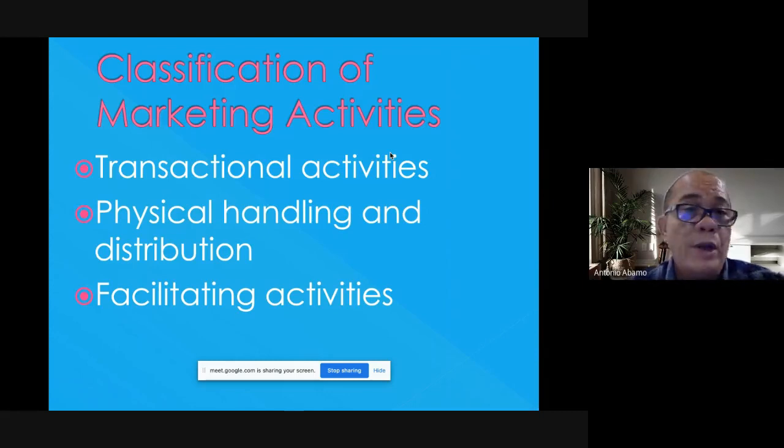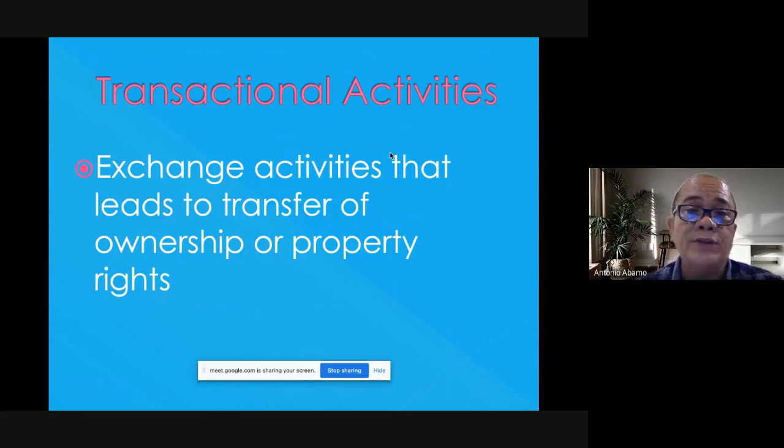So in a transactional activity, this is an activity that is responsible for making the exchange process happen. In other words, it leads to the transfer of ownership from the seller to the buyer. Now, the exchange process involves the product and then the money, the payment. So there is a flow of product and a corresponding flow of money or payment. So that's exchange. There is also transfer of ownership. You have to remember that. Take note of that very carefully.